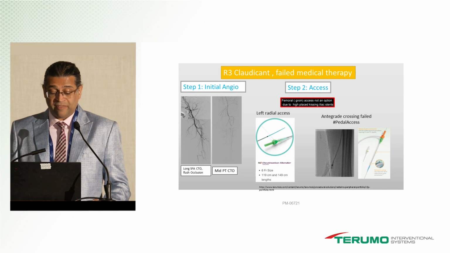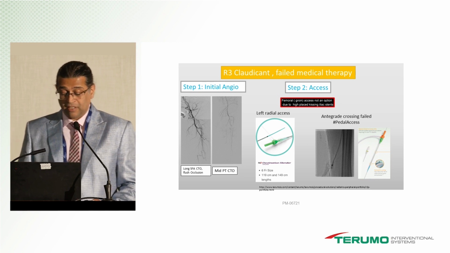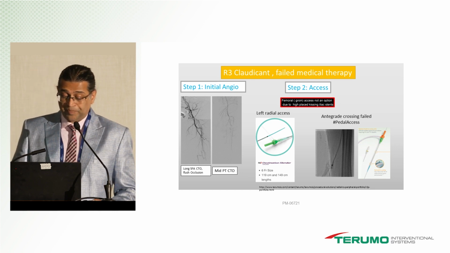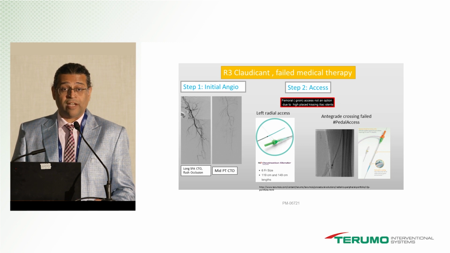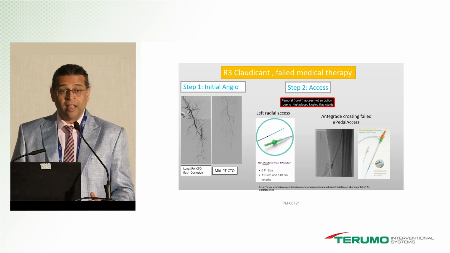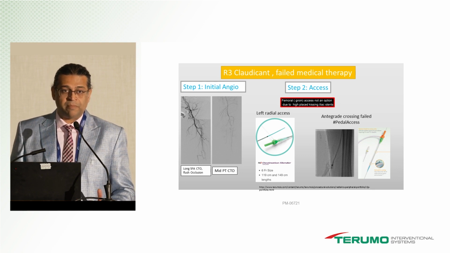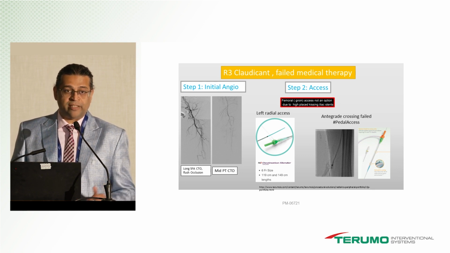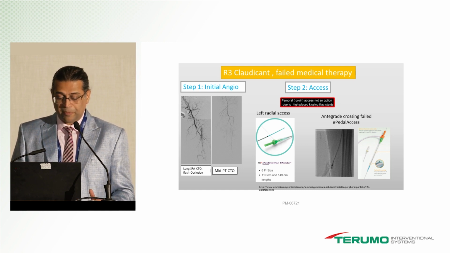So, got left radial access, used the Destination 119 centimeter Glide cylinder sheath, which went all the way. And then I could not cross, right? So I could not cross the SFA occlusion. So the next thing we do is get pedal access. So I got a pedal access. I again used the Glide cylinder. I usually use 5 or 6 French sheaths, depending on what stent I'm going to use, what atherectomy device I'm going to use. So I think I put a 6 French sheath in this case.